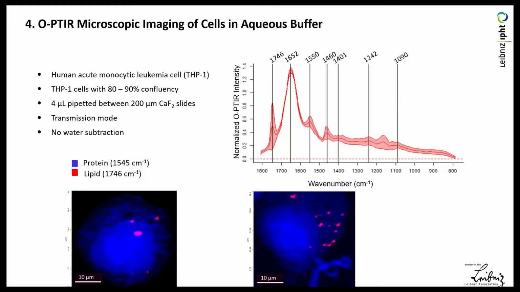So we used a sandwich, pipetted 2 microliters of cell solution on the first slide, and then covered it with the second slide. And then we collected data in transmission mode, and of course the water subtraction. So here under the amide I band, there might be some spectral contribution from water, but we see a nice cell spectrum, and we could also resolve lipid droplets, and some lipid droplets are as small as 670 nanometer diameter.